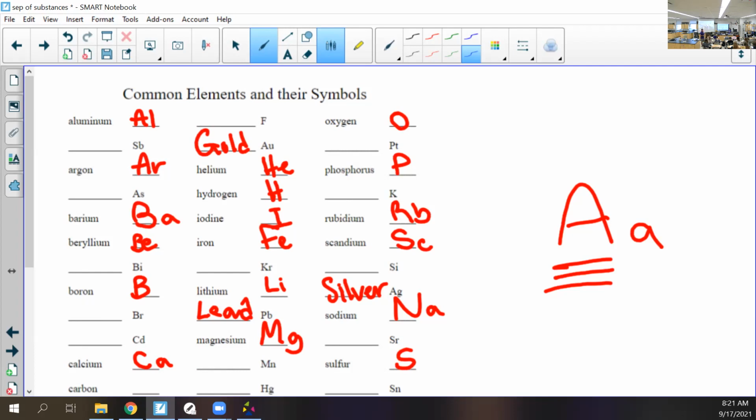Okay, application. A new element has been discovered on Neptune by a space probe. Chemists have named the element Neptunium. Suggest a two-letter chemical symbol you could use to name the new element. So tell your partner what you would name it.